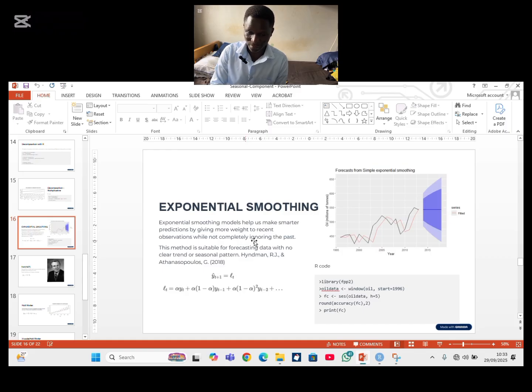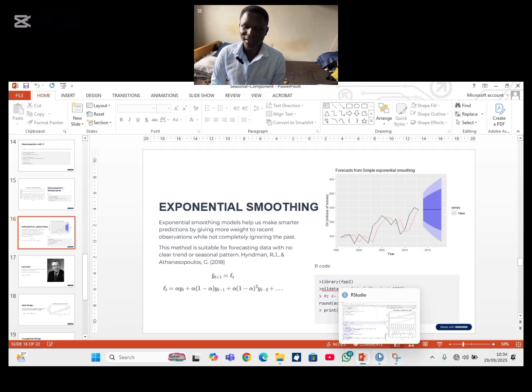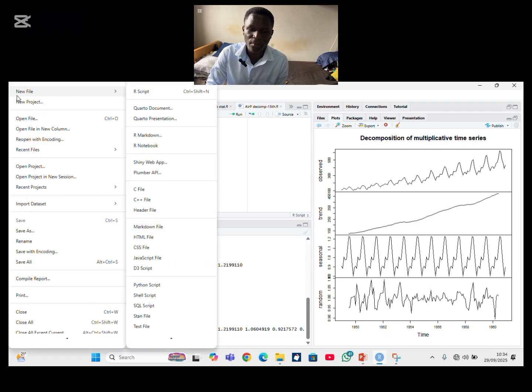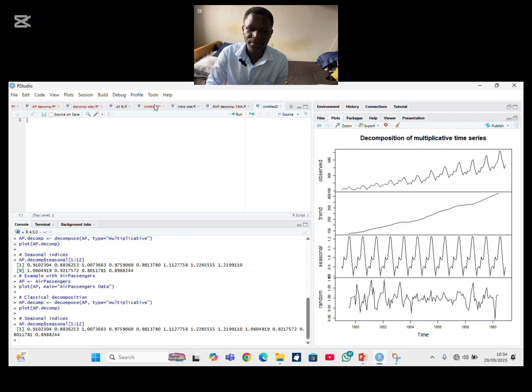So this exponential smoothing, as I've said, helps us to make our forecast. It is usually very good when you don't have a clear trend or a seasonal pattern, because it doesn't mind. It will give you a forecast. And we could illustrate that in R here. Let us create a new R script.